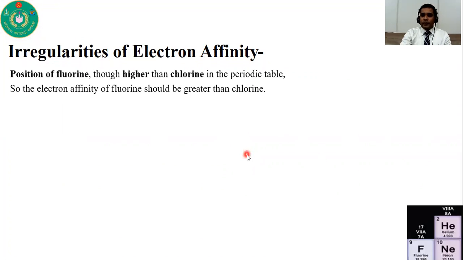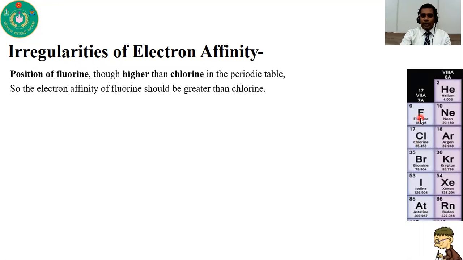Position of fluorine, though higher than chlorine in the periodic table. We know that if we go from top to bottom, electron affinity decreases, or we can say that if we go bottom to top, electron affinity increases. So the electron affinity of fluorine must be greater than chlorine, but the actual order is reverse.